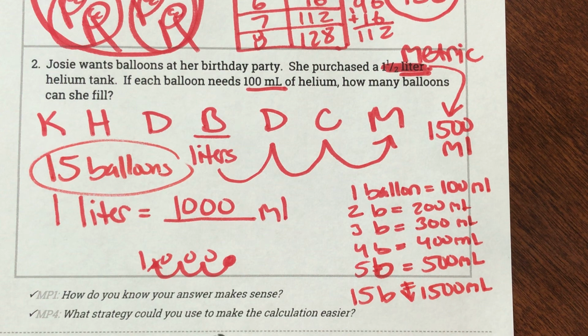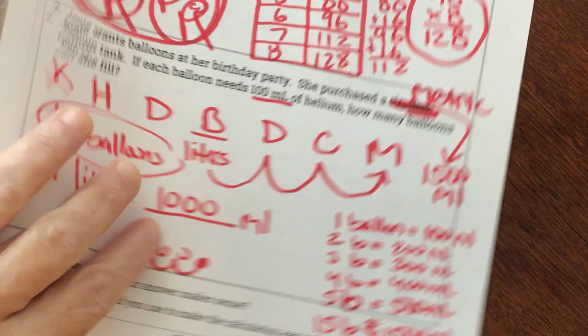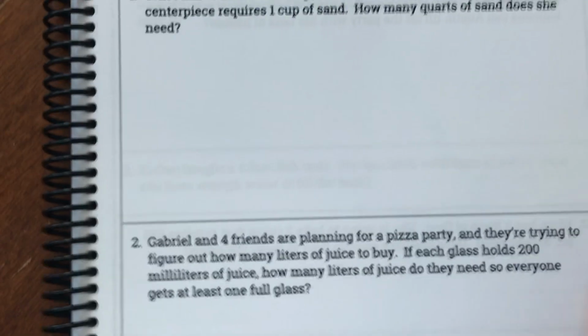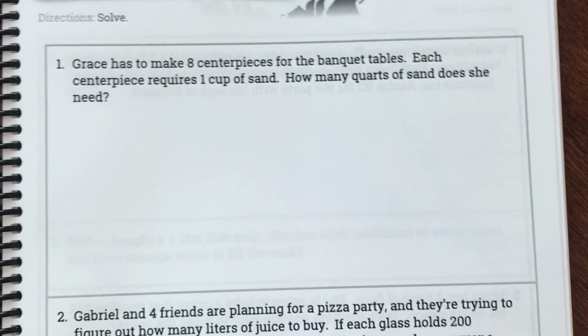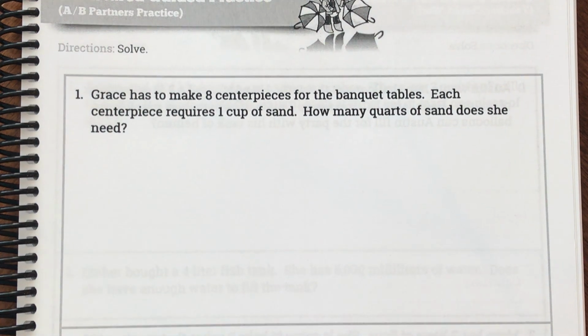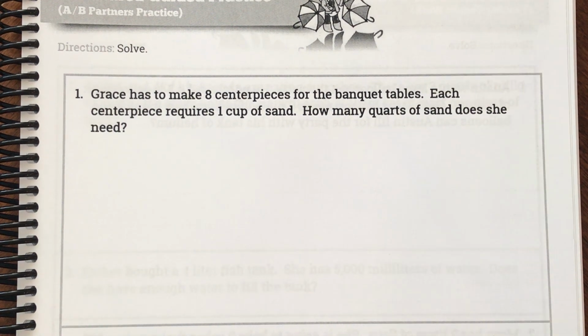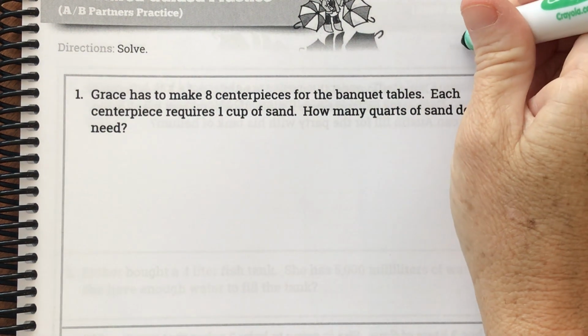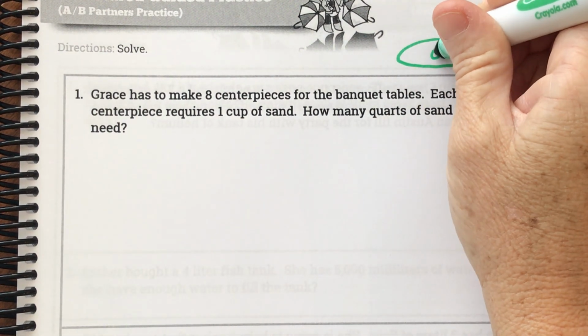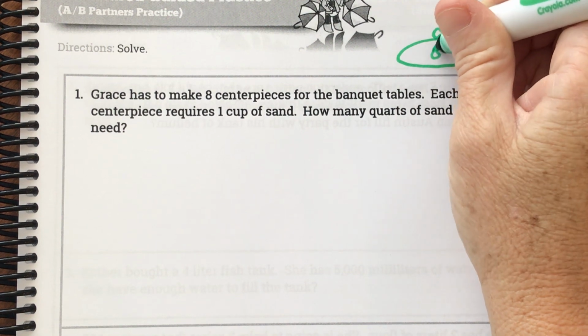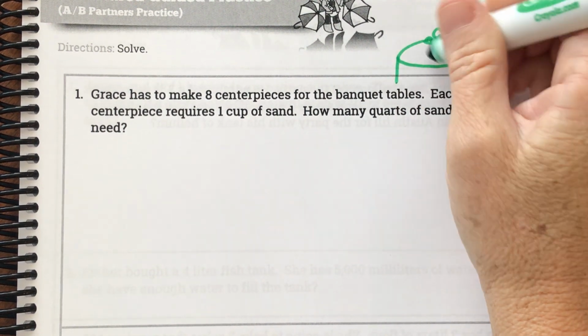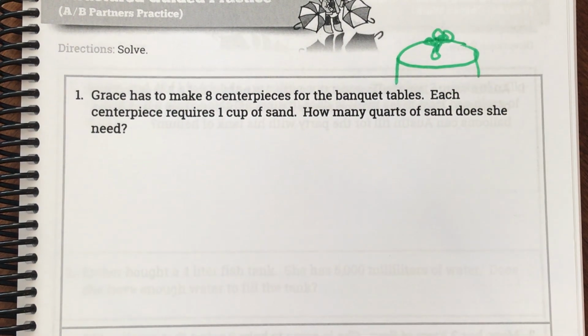Now that was a pretty tricky problem, boys and girls. Let's try some together and see how we can attack these working as a team. Okay, so in your book, please turn to page 132. And we are going to look at this together. Okay, my first problem says, Grace has 8 centerpieces for the banquet tables. Okay, what a centerpiece is sometimes at weddings or fancy parties, they'll have a decoration, maybe flowers, in the center of the table. So it's called a centerpiece because it's usually some decoration in the center of the table.